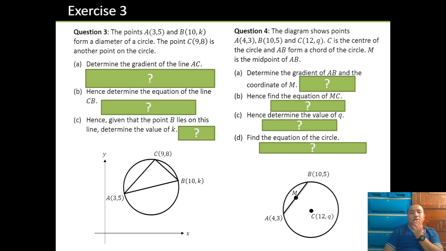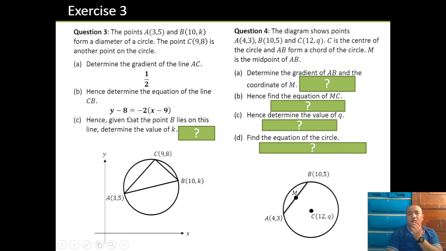Next, the points A(3, 5) and B(10, k) form a diameter of a circle. Here in the figure. Determine the slope of the line AC. Very easy. 8 minus 5 is 3, 3 over 6, so 1 up. Hence, determine the equation of the line AC. y minus 8 equals negative 2 times (x minus 9). Given the point B lies on the line, determine the value of k. The answer is (10, 6). Okay, k is 6. You're using the Pythagorean theorem.